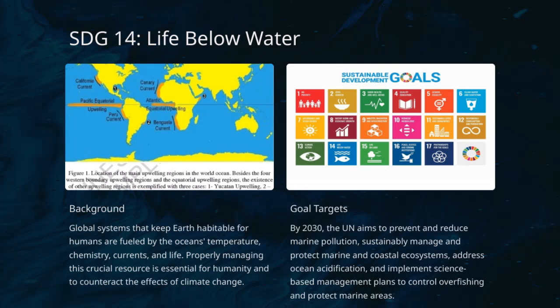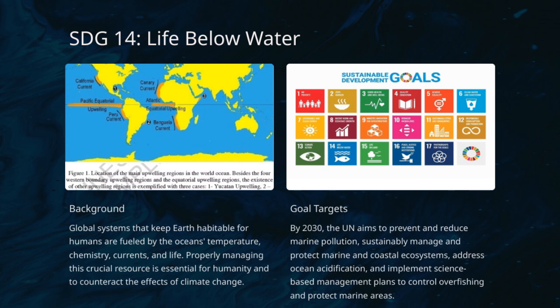By 2030, the UN has set some ambitious goals for our oceans. The key focus is on preventing and reducing marine pollution, which is critical because pollutants can harm marine life and affect human health. We also need to sustainably manage and protect marine and coastal ecosystems, ensuring they remain healthy and productive for future generations. Addressing ocean acidification is another vital target, as increased CO2 levels are making our oceans more acidic, threatening marine organisms like corals and shellfish. Additionally, implementing science-based management plans is essential to control overfishing and safeguard marine areas, helping to maintain balanced and resilient ecosystems.